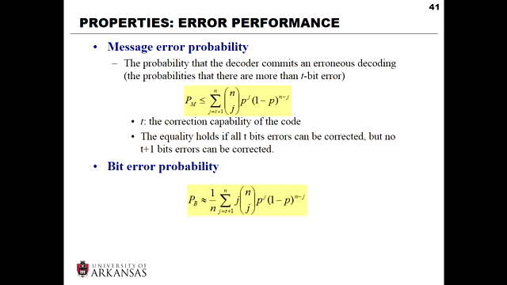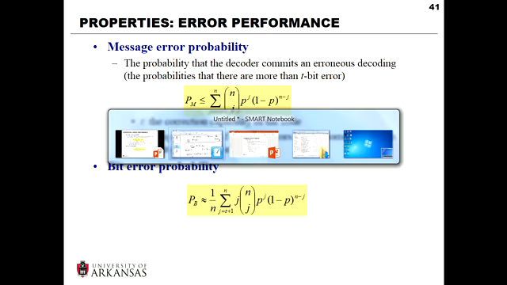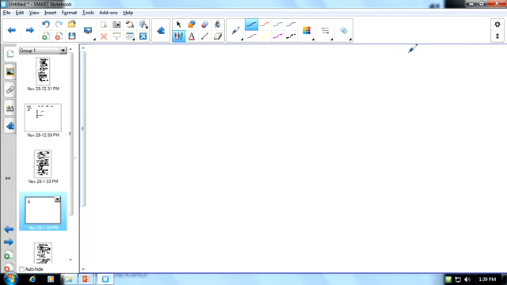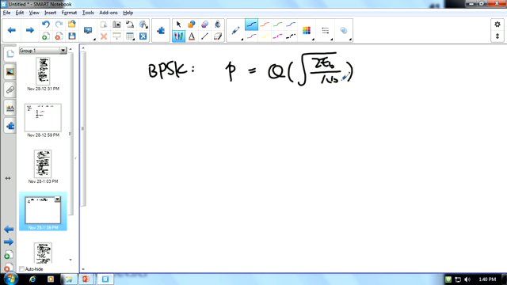So which means the message error probability, which is the probability that our linear block code can no longer recover the original information, is exactly the probability that there are more than t bits of error. Okay. So if we consider simply BPSK, the probability that any 1 bit is in error is p, right? For BPSK, p equals Q of square root of 2Eb over N0, as we learned in chapter 3, right?